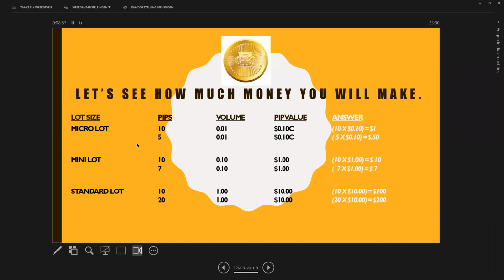We are going to do a little question and answers to see if you have understood it. Okay, we have a micro lot, and we're going to go for 10 pips. So we're going to see that the volume is going to be 0.01. It means it's worth 10 cents. And if I have 10 pips, we can see that it's going to be $1.